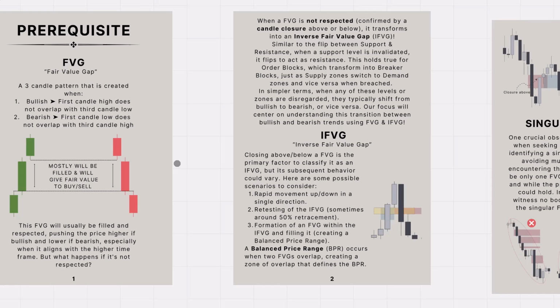The same way with, for example, supply and demand. When a supply zone is not respected, it flips to a demand zone. If you're someone who trades ICT concepts, then you already know order blocks. When those order blocks are not respected, usually they flip to breaker blocks. So an order block is bullish, disrespected, then we have a bearish breaker block. So it's always the opposite. We have a support, then when disrespected, it flips to resistance in this case.